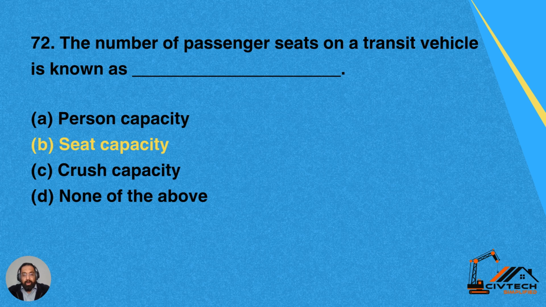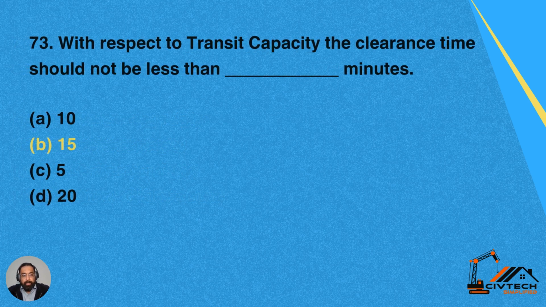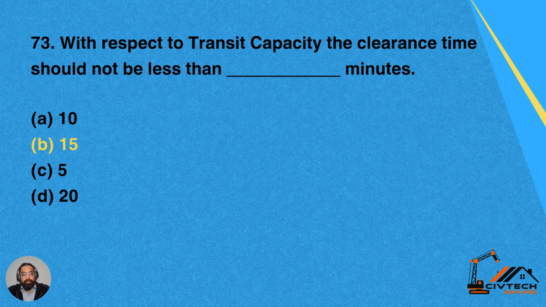72. The number of passenger seats on a transit vehicle is known as option A, person capacity. Option B, seating capacity. Option C, crush capacity. And option D, none of the above. The number of passenger seats on a transit vehicle is known as seat capacity or seating capacity. So B is the correct answer.